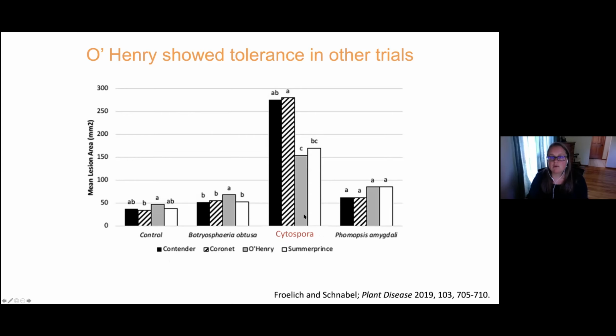And what they found was that O. Henry was one of the best cultivars to grow against Cytospora compared to these other varieties, which aren't grown necessarily in Colorado because the Southeast grows different cultivars than we do. But it was really interesting. Another thing too is that they looked at two other canker pathogens, Botrytis and Phomopsis. And what they found is Cytospora, unfortunately, is the better grower on peach trees.